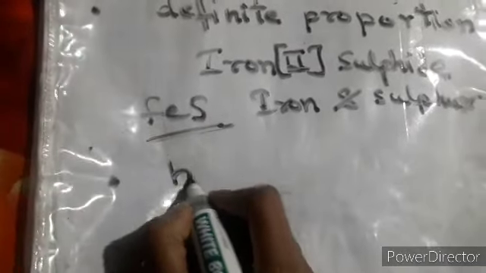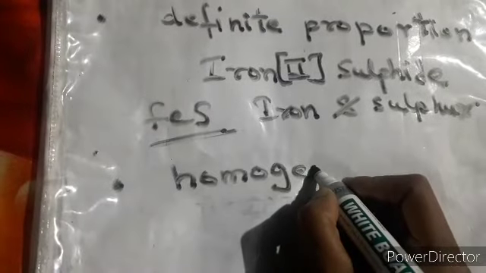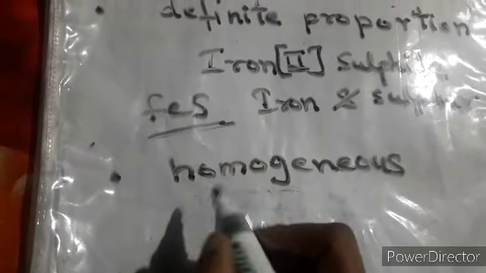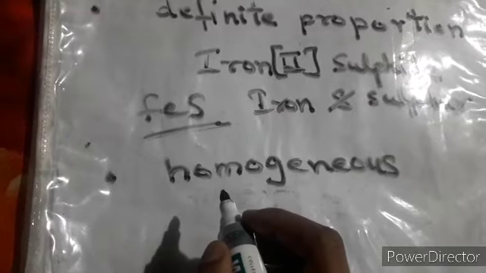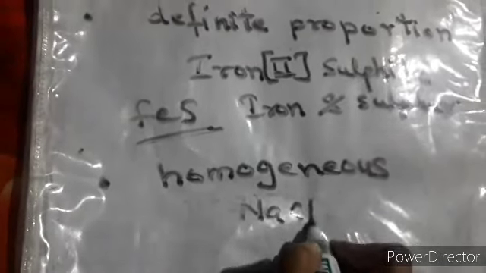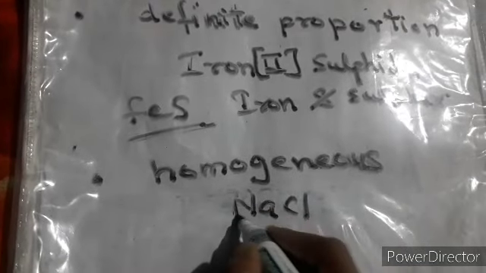Now the next thing is that they are homogeneous. You must have heard this word, homogeneous. I don't think you have seen this particular compound, but you have seen the common salt which you use at home, that is NaCl. I'm just giving you an example; you can take any example. If we see the first point in it, it has a definite proportion: sodium is there and Cl is there.